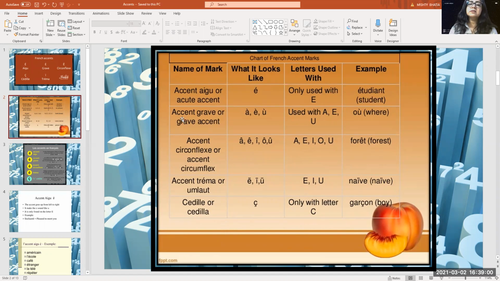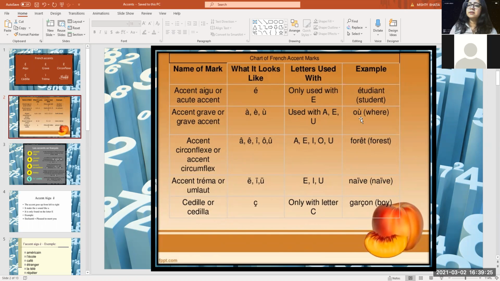So the next one is accent grave, or grave accent in English. For this we use three letters: A, E, and U. This time the accent is on the opposite side, on the left side. So A, E, U, we use only these three letters.